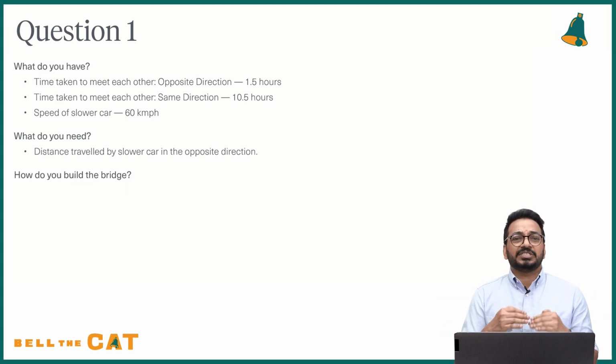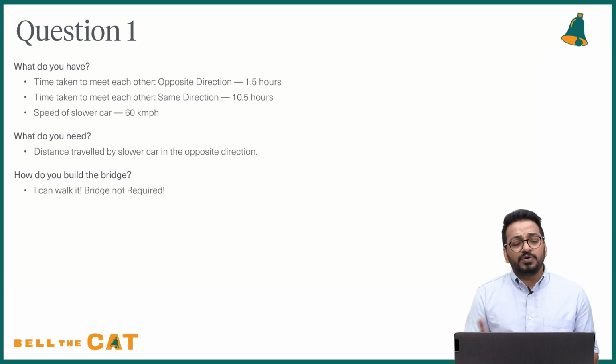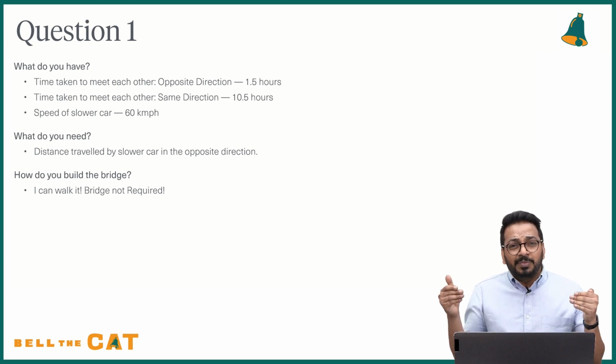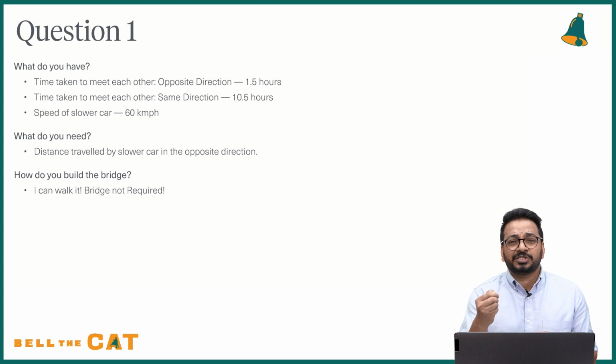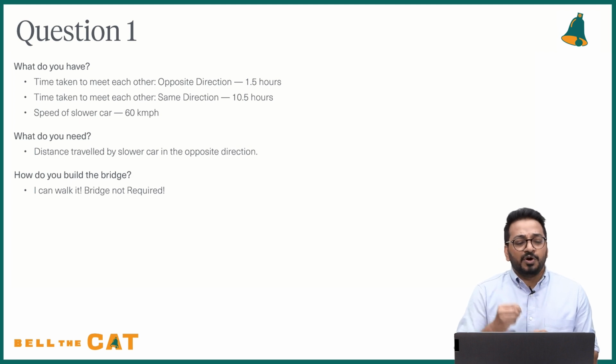When they're traveling towards each other, what is the distance traveled by the slower car, right? This is again an actual CAT problem. How do you build the bridge? Do you actually need to build a bridge? You don't need to build the bridge. You can actually walk the distance. Why? Because distance is what? Distance is speed into time. How much time is it traveling for in the opposite direction? 1.5 hours. What is the distance? What is the speed of the slower car?